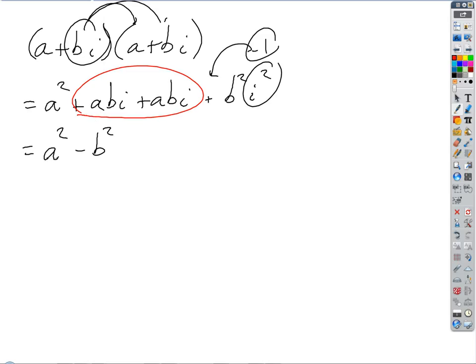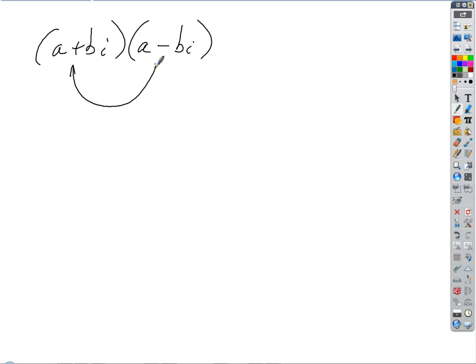So let's try this again with a plus b times i. Let's multiply by a minus b times i. Those are called conjugates. In fact, they're called complex conjugates because they're complex numbers. With conjugates, look at the relationship. The a is the same and the b is the same, but the operation between the a and the b are opposites. I've got a plus and a minus. Those are complex conjugates.